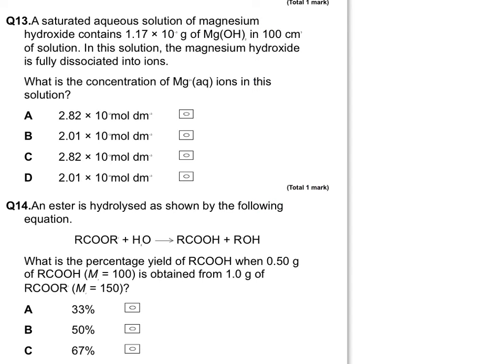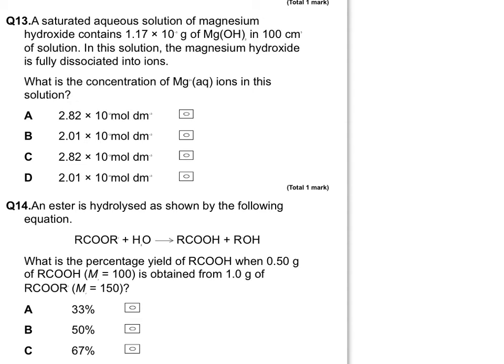A saturated aqueous solution of magnesium hydroxide contains 1.17 times 10 to the minus 3 grams of magnesium hydroxide in 100 centimetres cubed of solution. In this solution, the magnesium hydroxide is fully dissociated into ions. What is the concentration of Mg2 plus ions in this solution?